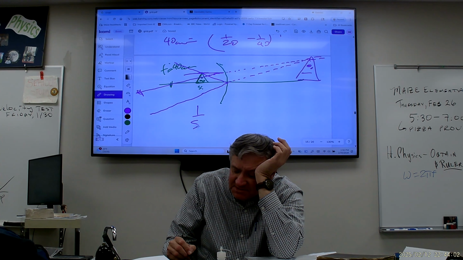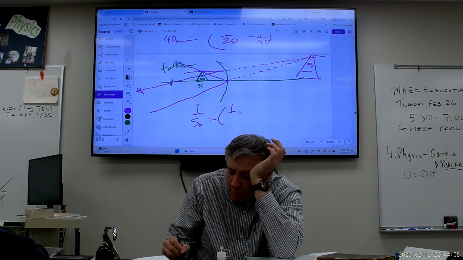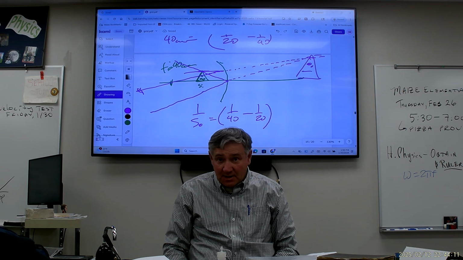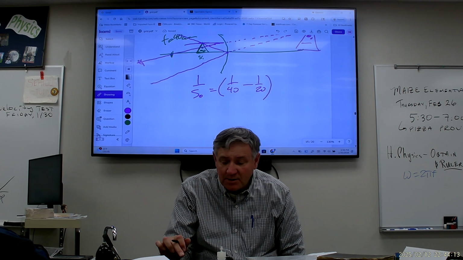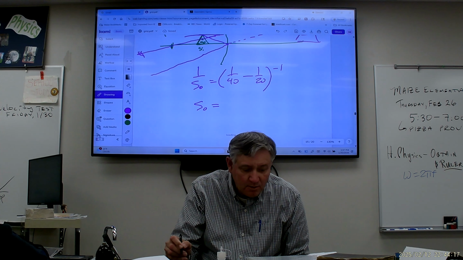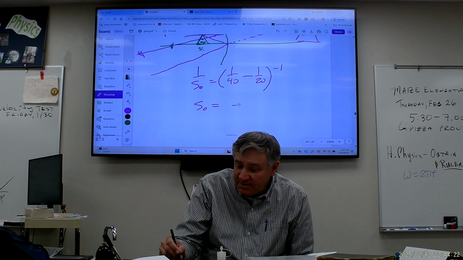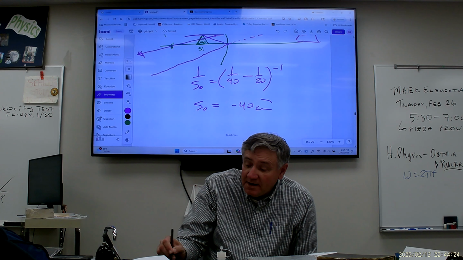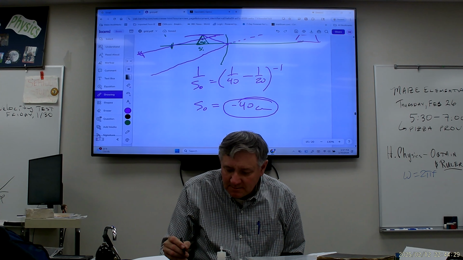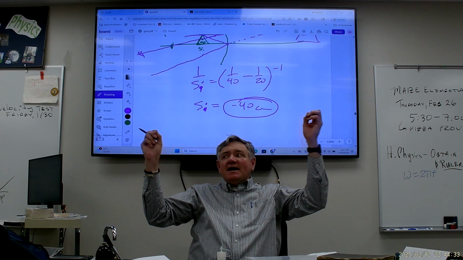So I got 1 over si is going to equal my focal length, which is now 1 over 40 minus 1 over 20. So now, somebody take 1 over 40 minus 1 over 20 and take the inverse of that. Negative 1 over 40. What do you get? Negative 40. I got a negative 40. That's si, my bad. My si is negative 40.